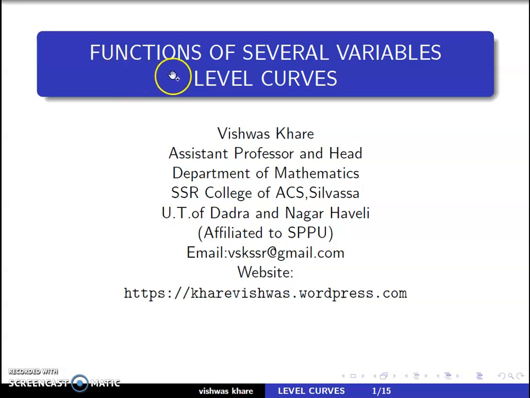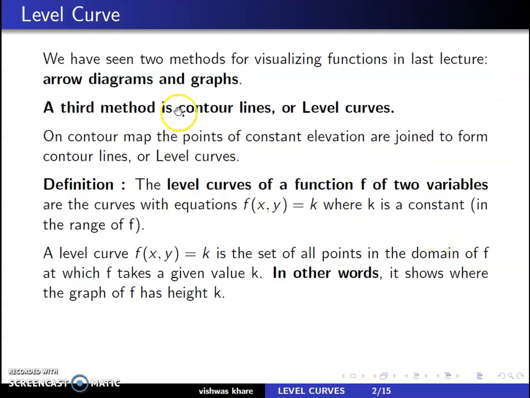In today's tutorial, we will talk about functions of several variables, in particular level curves. We have seen two methods for visualizing functions in the last lecture, arrow diagrams and graphs. A third method is contour lines or level curves. On a contour map, the points of constant elevation are joined to form contour lines or level curves.